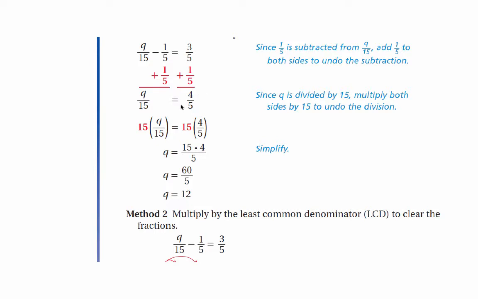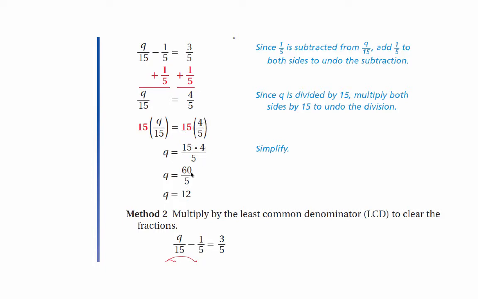Now remember, a fraction is nothing more than division. So this is division. The inverse of division is multiplication. And so we multiply both sides by the reciprocal. So 15 times q over 15, what happens is the 15 here, they both divide away, leaving me with 1q, or simply q. Now, 15 times 4/5, you can multiply the 15, which is a whole number, by just the numerator, okay? Not by both numbers, just the top, just the numerator.